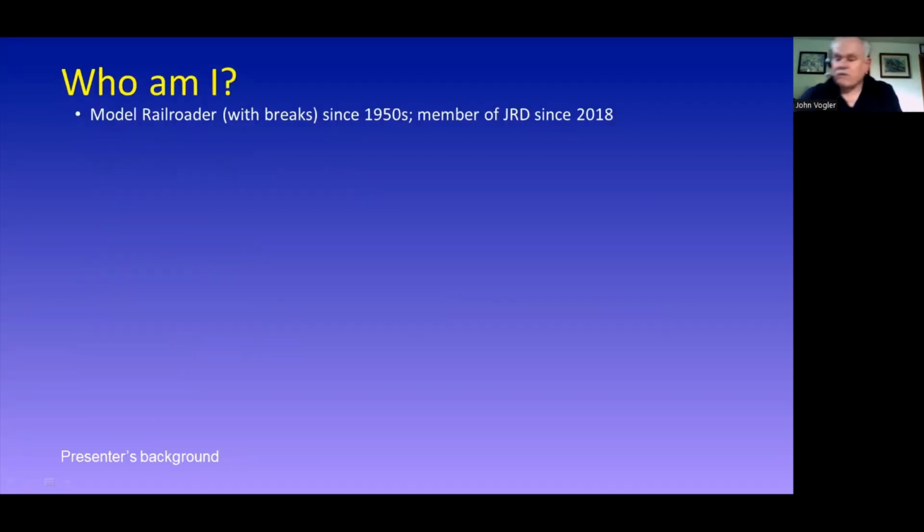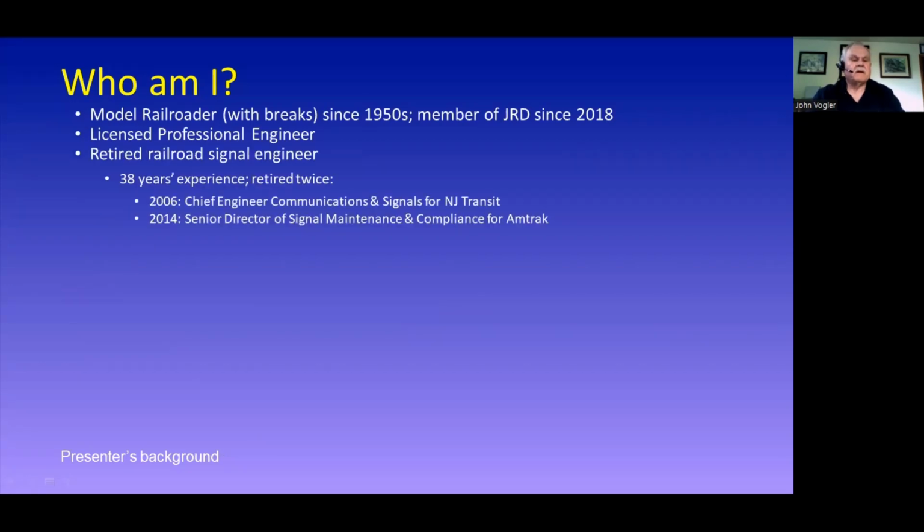I'm a model railroader since a long time back, and I've been a member of the JRD here since 2018. I was in the New Jersey division before that. I'm a licensed professional engineer, and I'm a retired signal engineer. I had 38 years of experience and retired twice, once from NJT, once from Amtrak.